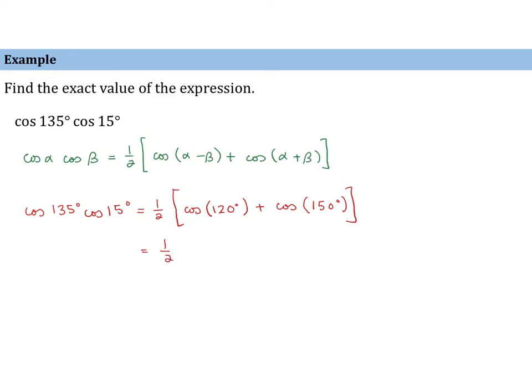And so we have 1/2, and the cosine of 120 degrees is the same as the reference angle, but now in the second quadrant. And the reference angle is 60 degrees. And so cosine of 60 degrees is 1/2. In the second quadrant, we end up with -1/2 plus cosine of 150 degrees will be the cosine of 30 degrees, but we'll have an angle in the second quadrant. So it will be negative square root of 3 over 2. So if we simplify this, we obtain 1/2, and that will be -1 minus root 3 over 2. So we have -1 minus the square root of 3 all over 4.